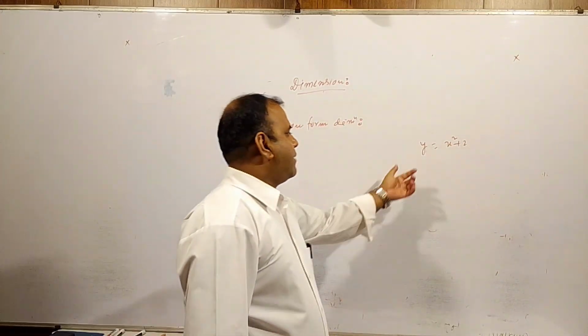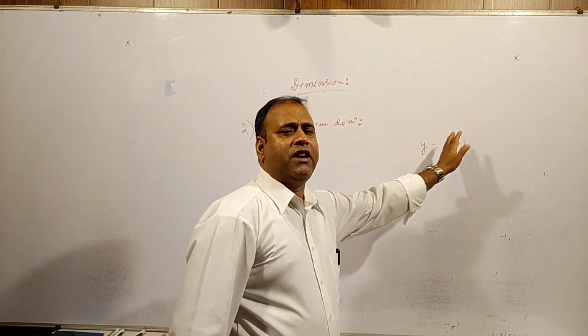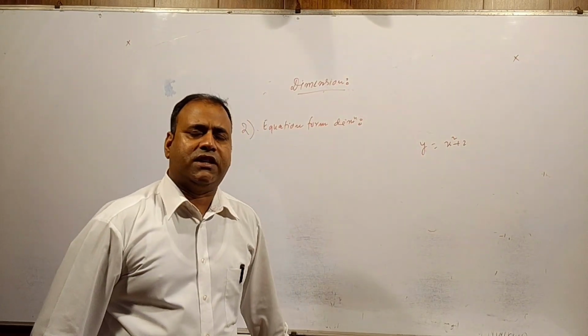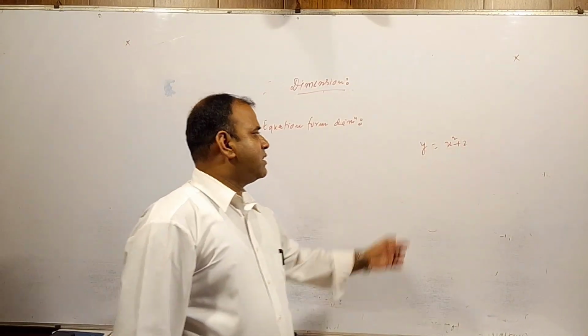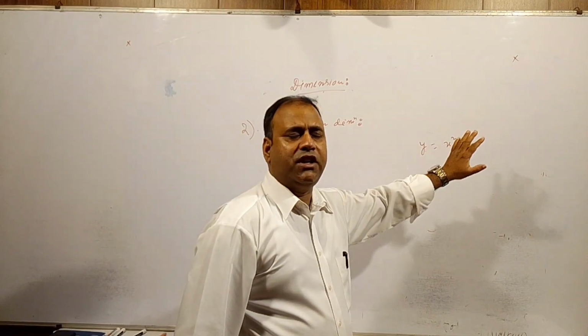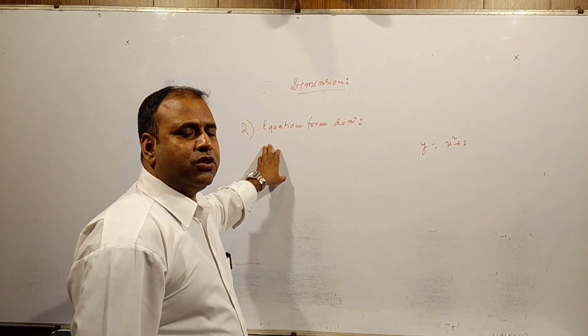Remember, the dimension of the left side quantity is equal to the dimension of the right side quantity. This is called the principle of homogeneity. You should always remember the principle of homogeneity. Using this principle of homogeneity, we can find the equation form dimension.